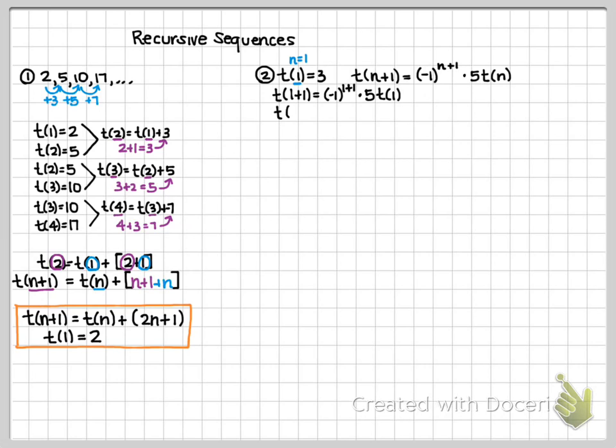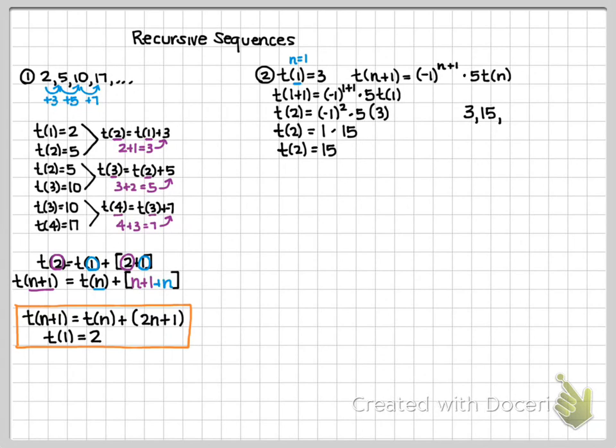Now my job is just to plug in what I know. So adding these, I'm going to get 1 plus 1, which is 2. It's going to be negative 1 squared times 5. T of 1 was 3. That was given to me. So t of 2 is negative 1 squared, which is 1, and 5 times 3 is 15. So I think t of 2 is going to give me 15. And I'm going to go ahead and just start writing my sequence off to the side. So my first term was 3, because that was given to me. The second one I just found is 15. And let's find at least one more.